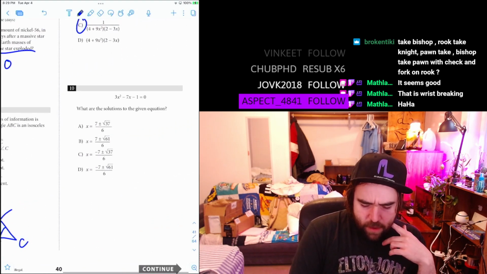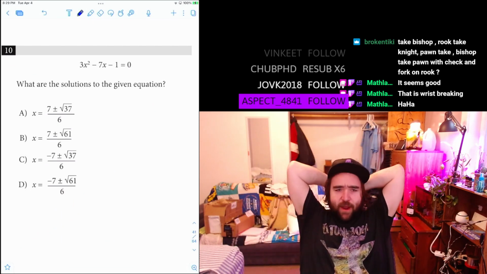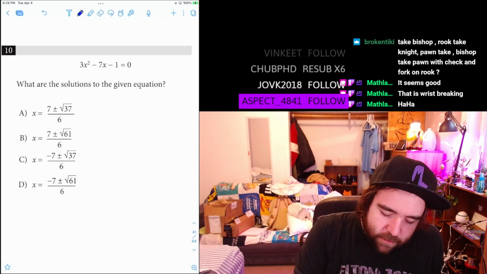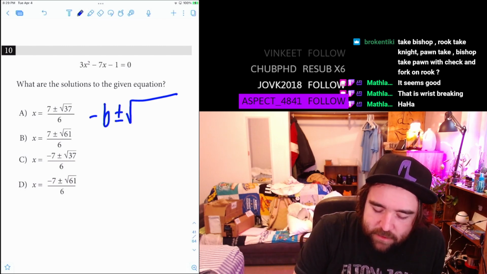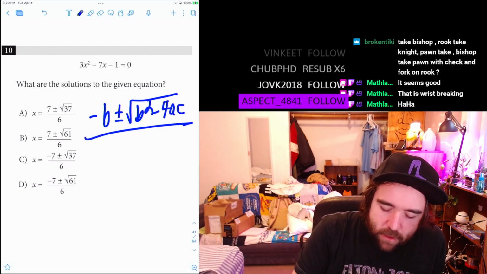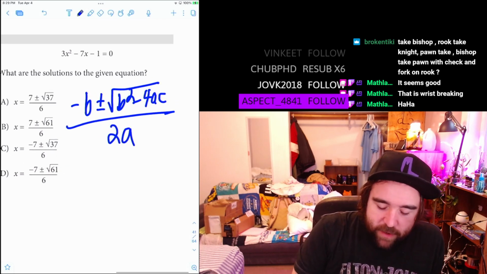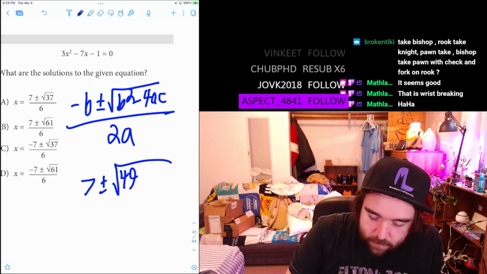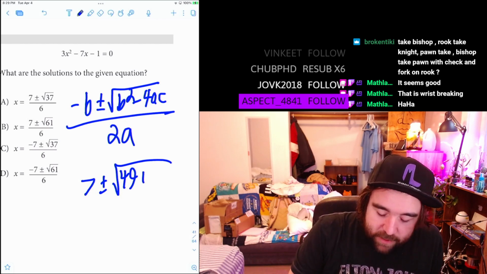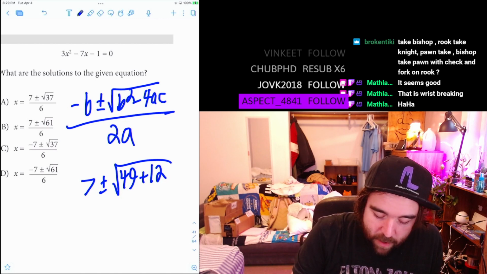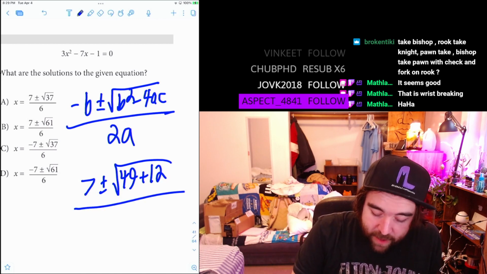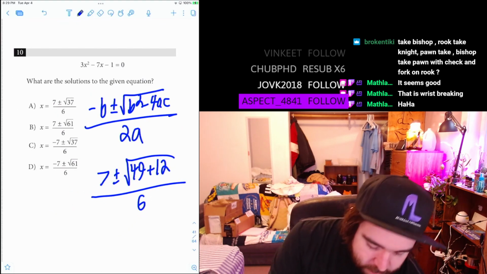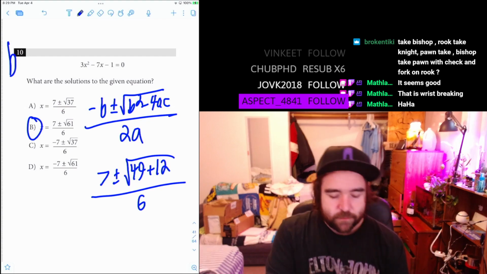Very cool, very cool. So here, what are the solutions? We try to factor. You can't factor. So then you just got to use the quadratic formula, and you just got to know that. So what is the quadratic formula? Negative b plus or minus the square root of b squared minus 4ac over 2a. So then it's 7 plus or minus the square root of 49 plus, because c is negative 1, 12, over 2a, 6. So you see 49 plus 12, that's 61, and it needs to be a positive 7. So B.